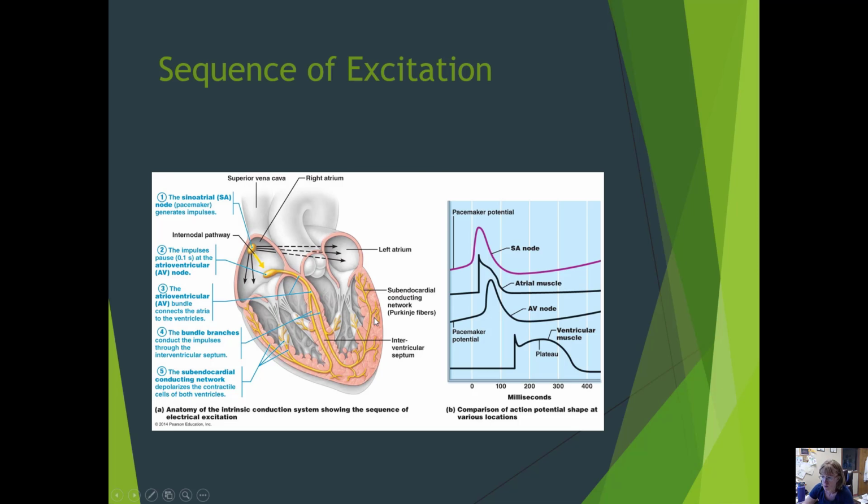So an ectopic focus is where another part of the heart depolarizes. We may get some SVT, some supraventricular tachycardia. So we get some other areas up here causing the ventricles to contract really rapidly. But anything that's going to cause the heart muscle to contract that is not in the proper sequence within the intrinsic conduction system would be considered an ectopic focus.